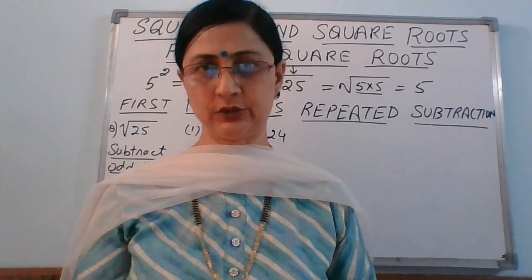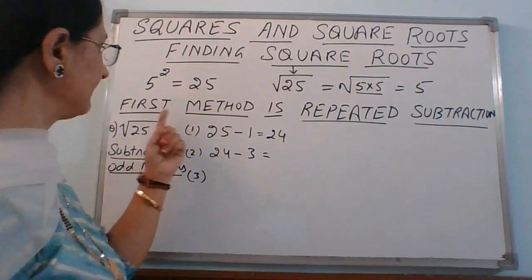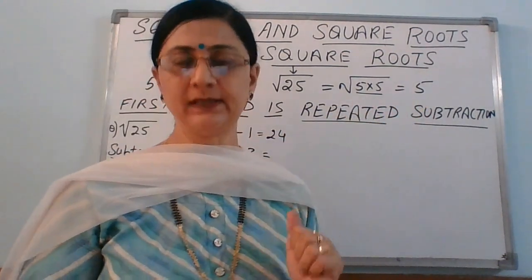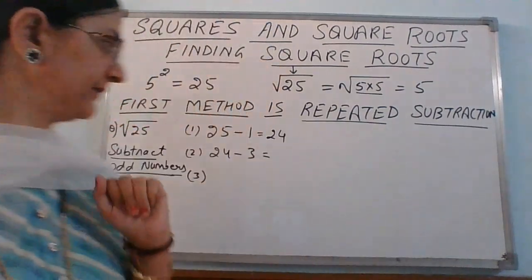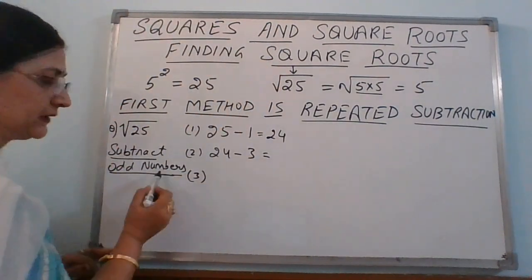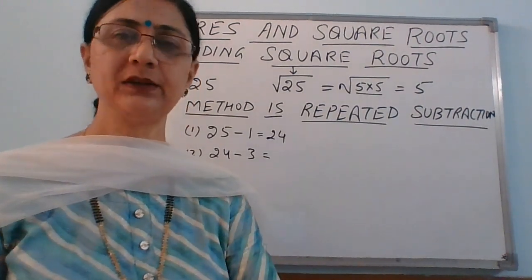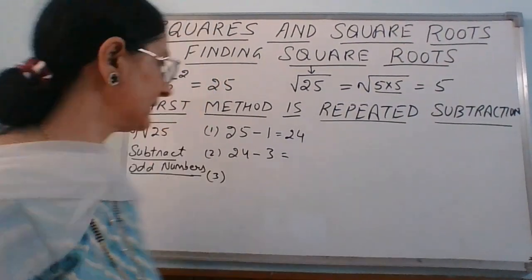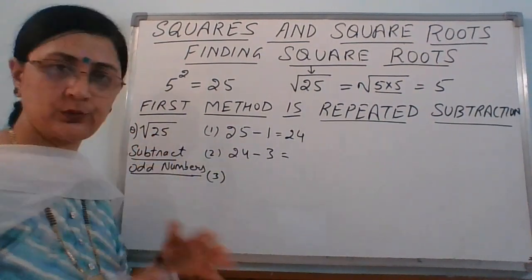So there are different methods to find it. We have 3 different methods. First is the method of repeated subtraction. You just keep on subtracting the odd numbers. I've written here: subtract the odd numbers, not the even numbers. Now let us see what happens. The question is to find the square root of 25.